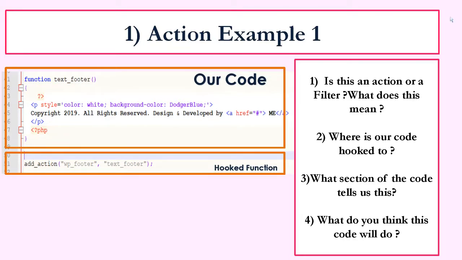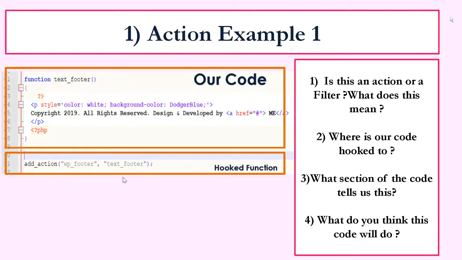Okay, so hopefully you've tried to answer some of the questions, so let's go through them together. Is this an action or a filter? Well, if we look at our function here, there is no return. So what happens is our hooked function calls our code, and then our code gets executed. There is no return, so it is an action. Where is our code hooked to? Well, if we look here, this is the place where we're going to hook our code. So we hook it to the footer, or the WP footer.